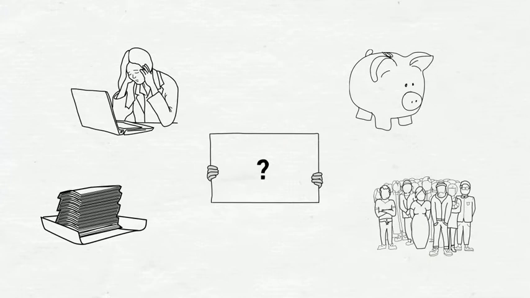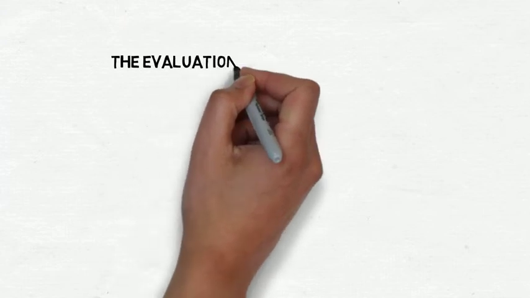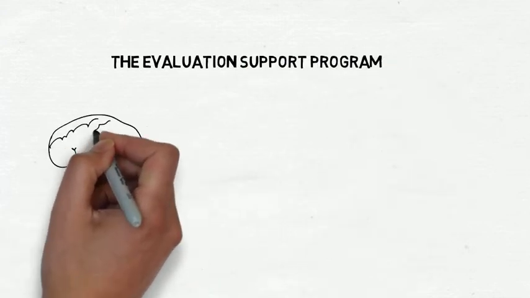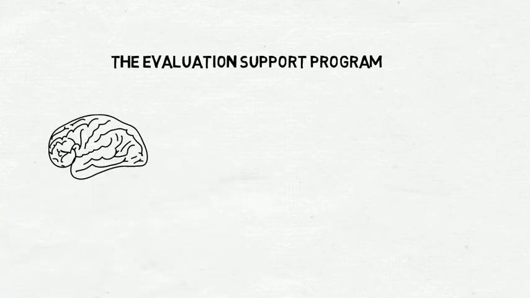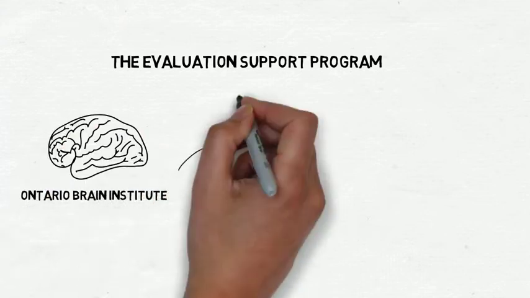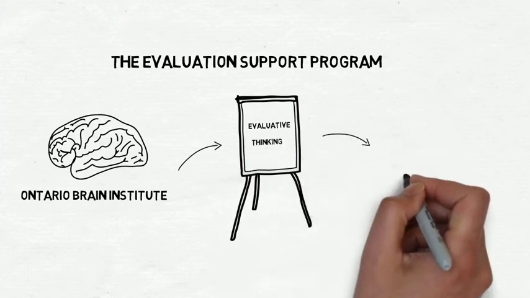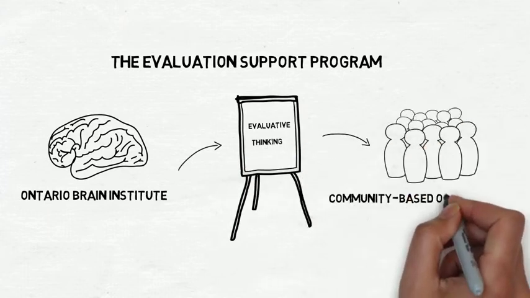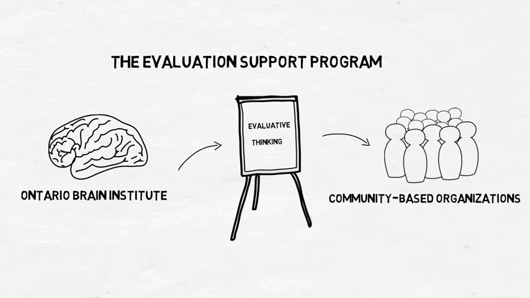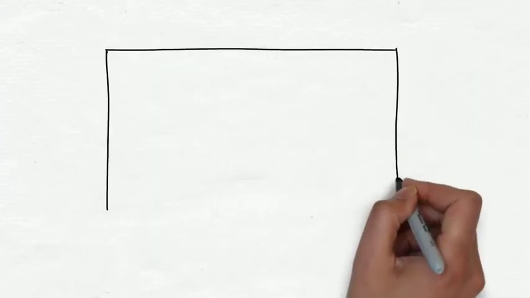In response, a growing number of initiatives have emerged in recent years designed to build a culture of evaluation within community-based organizations. One such initiative is the Evaluation Support Program. Launched in January 2015 by the Ontario Brain Institute, the program's aim was to build a culture of evaluative thinking within community-based organizations providing brain-related services, while striving to produce continued evidence-based improvements of community services.